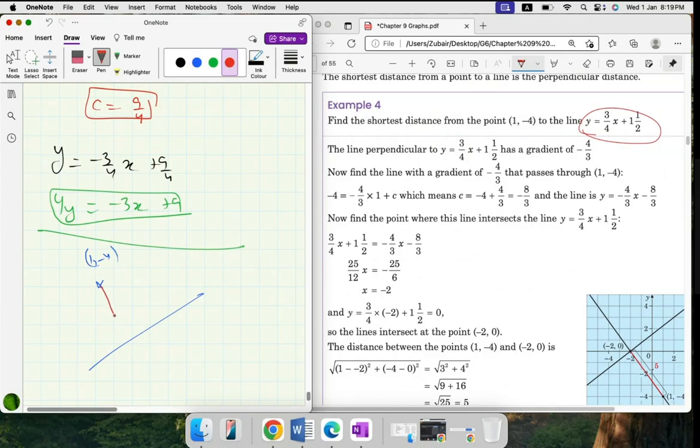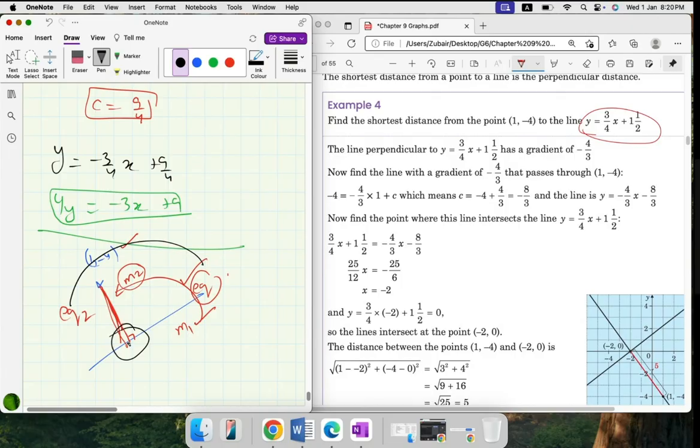Shortest distance is the perpendicular distance. So basically, this equation is already known. We can find the second equation because from the known first equation, we can have m1. That will help us to get m2. So when we have m2 and we have this point, we can have equation 2. Then equation 1 and equation 2 are there. You can solve equation 1 and 2 simultaneously to get this point. Once this point is there, we can use (1, -4) and the new point to solve for distance. Clear?